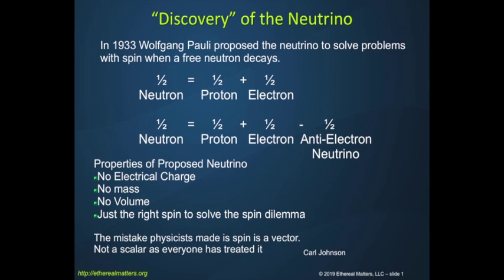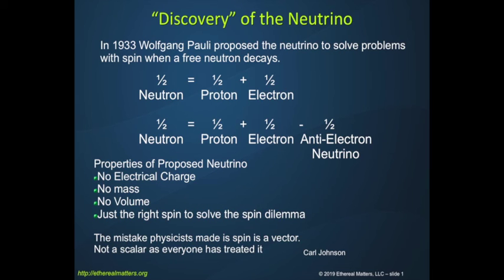The reason they discovered the neutrino, this is a discovery in science. In 1933, Wolfgang Pauli was trying to solve an equation where they had spin problems. And if you add the spins up, it doesn't make sense. A half plus a half does not equal a half. And so what he did, he created an anti-electron neutrino. He discovered the anti-electron neutrino, and he gave it just the right properties he needed. It has no mass, it has no charge, it has no volume, it doesn't have anything, but just exactly the right amount of spin to solve the equation.